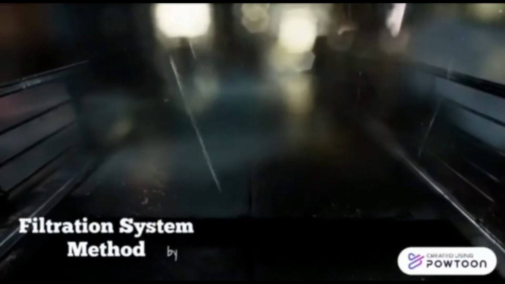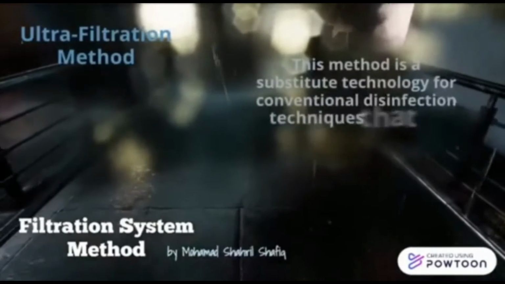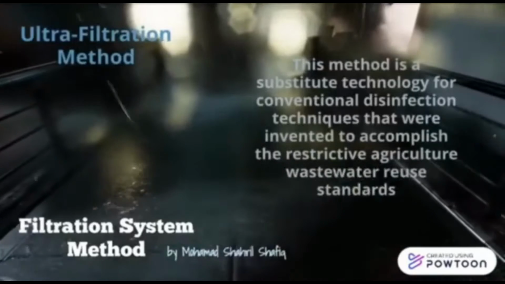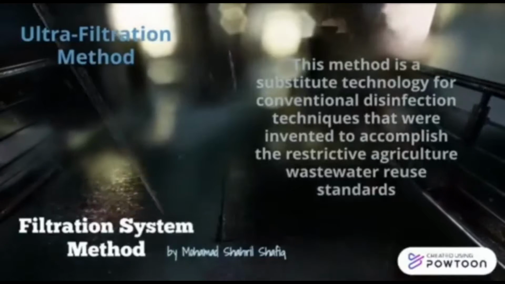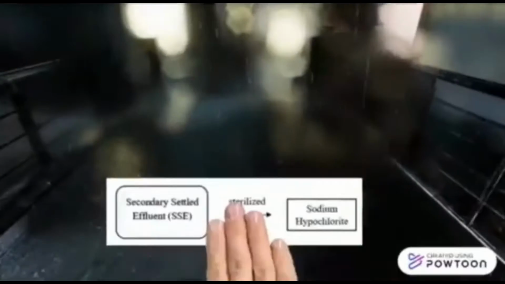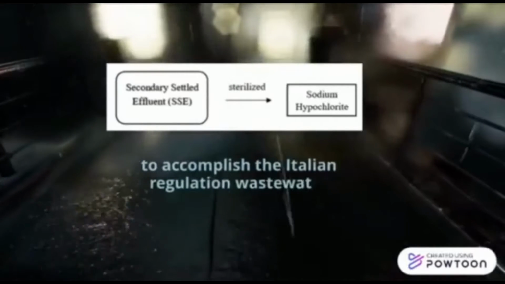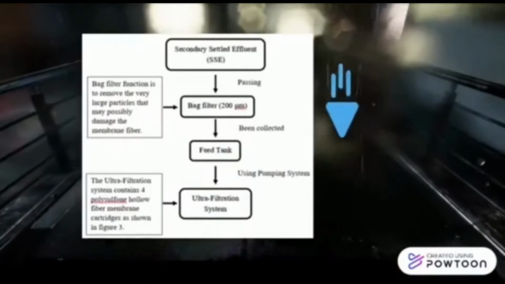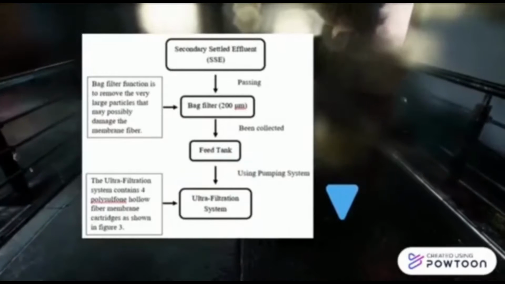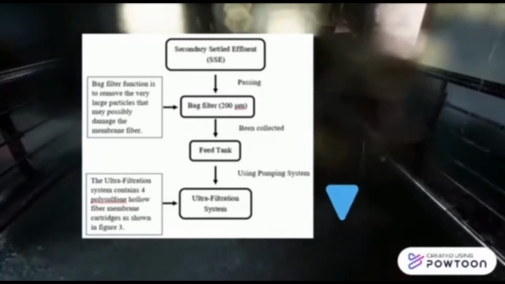The filtration system method that would be suggested is ultrafiltration. This method is a substitute technology for conventional disinfection techniques that were invented to accomplish the restrictive agriculture wastewater reuse standard. The secondary settled effluents (SSE) will be sterilized by sodium hypochlorite to accomplish the Italian wastewater regulation. And then the SSE will pass through a bag filter, which is 200 micrometer. The bag filter function is to remove the very large particles that may possibly damage the membrane fiber.